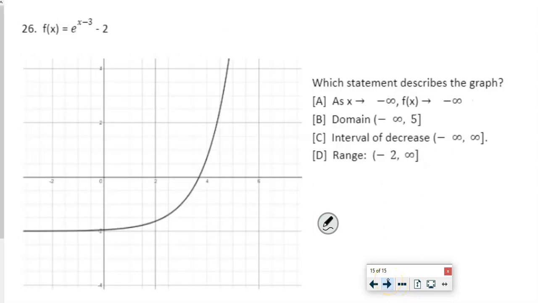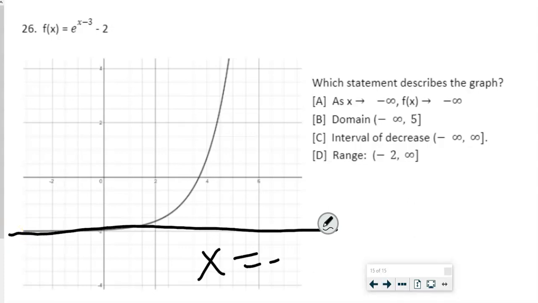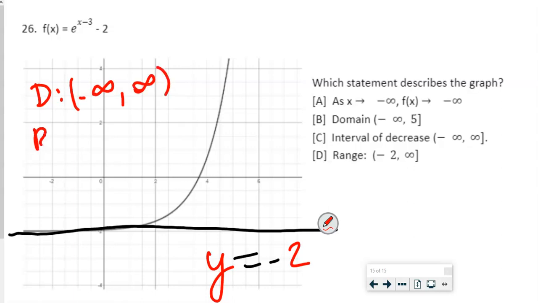Here's our last one. So this was which statement describes the graph. So this is an exponential graph. So we have a horizontal asymptote at y equals negative 2. Okay. So let's talk about our domain again. This looks like it's all real numbers. So it's from negative infinity to infinity, right? What about our range though? Our range is limited, right? So our range is going to go from negative 2 up to infinity, isn't it?